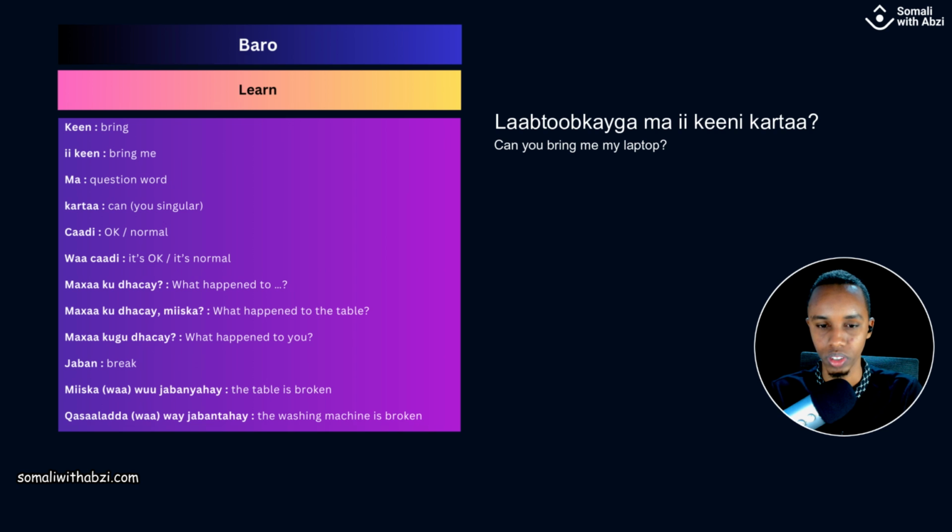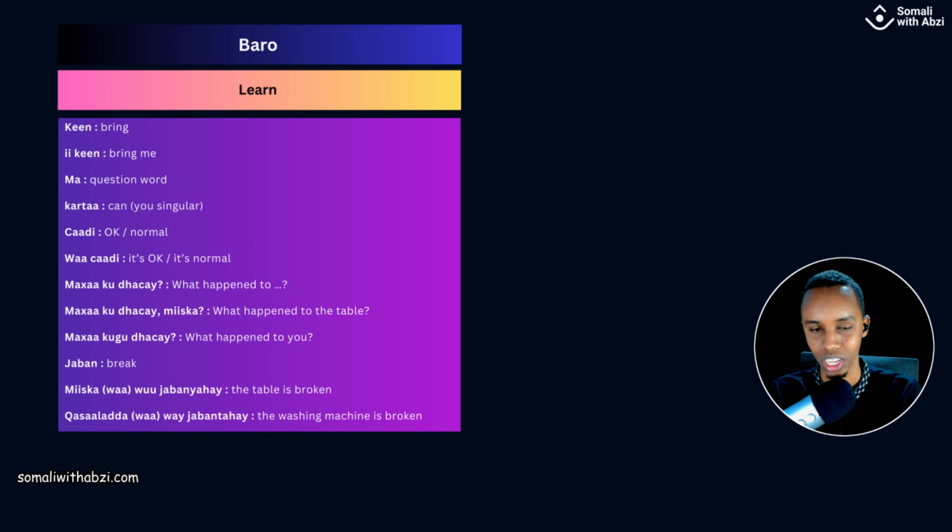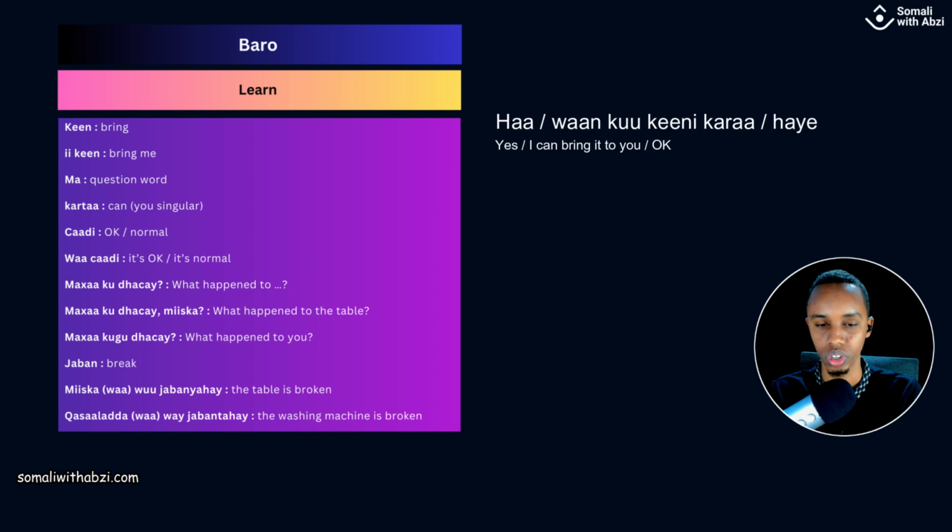If you're going to answer I can, you need to drop the T: karaa. So you can say waa kuu keeni karaa, I can bring it to you. Or ha, waan kuu keeni karaa for a long sentence. But in Somali, we always use the shortened ways. So you can just say ha, or you can just say waan kuu keeni karaa. Something like that. Or you can just say haye.